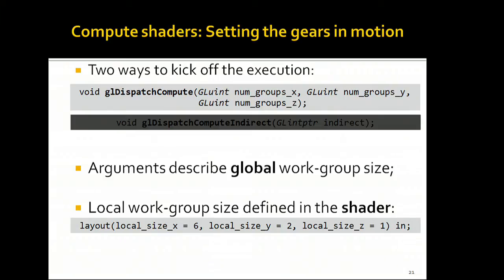By default, these properties take a value of 1. So for instance, we could totally ignore local size z, because this would be automatically assumed to be 1.